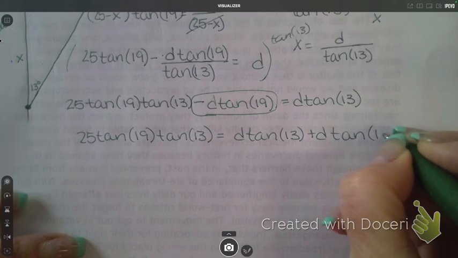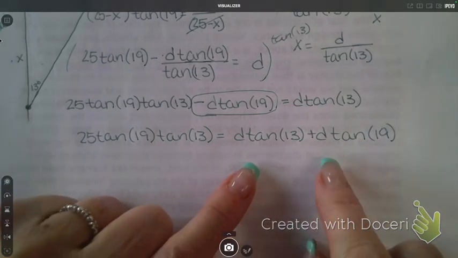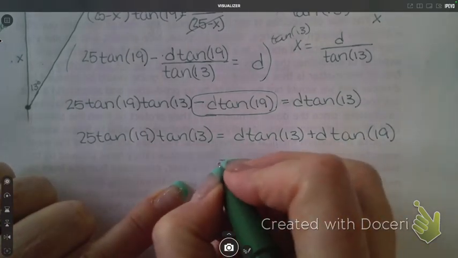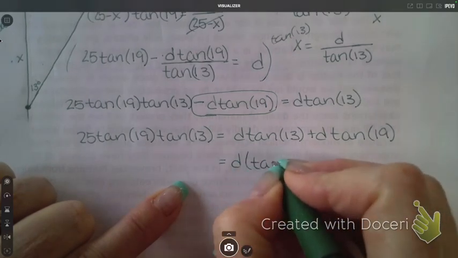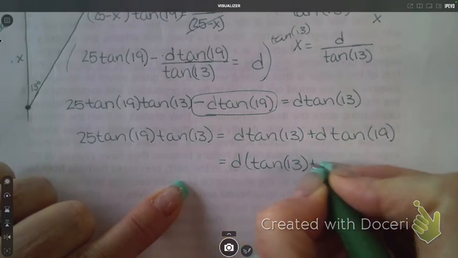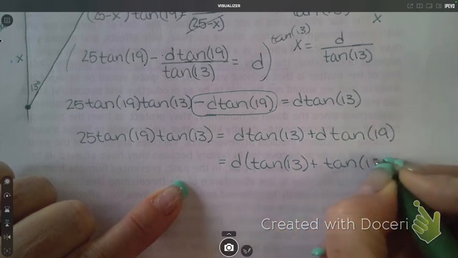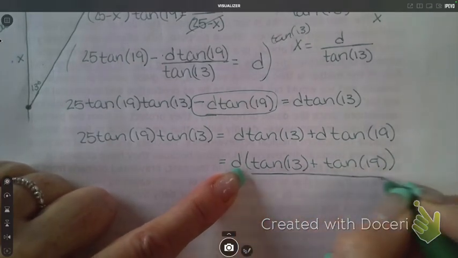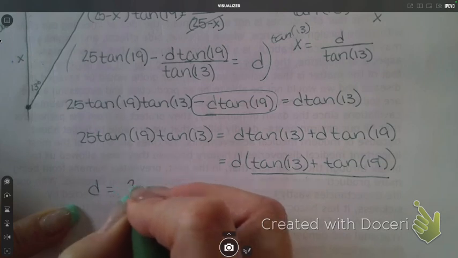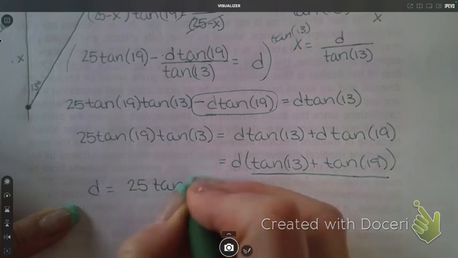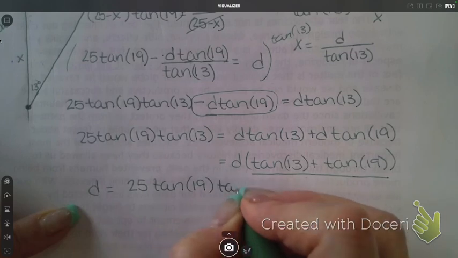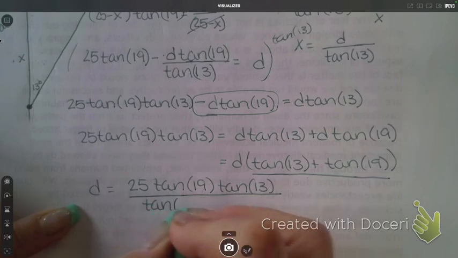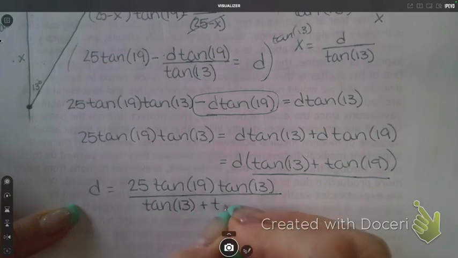Now you're getting back into the same steps we've done over and over. Now I need to do what with the d? Factor, the opposite of distribute. So d times tangent of 13 plus tangent of 19. And then I have to divide by this. So d equals 25 tangent of 19, tangent of 13, divided by tangent of 13 plus tangent of 19.